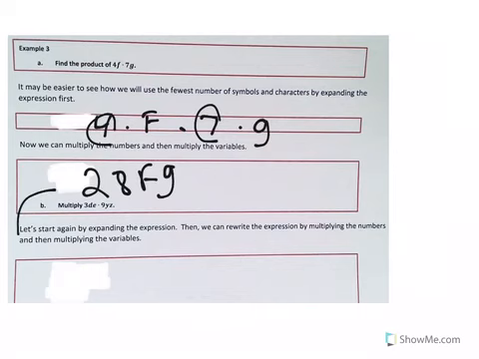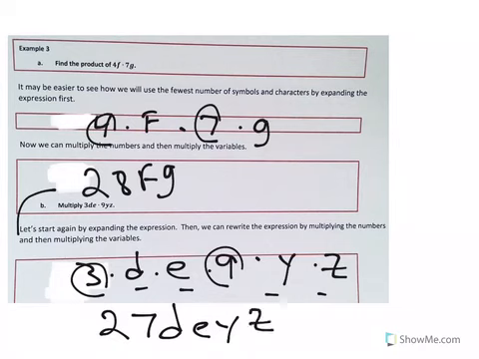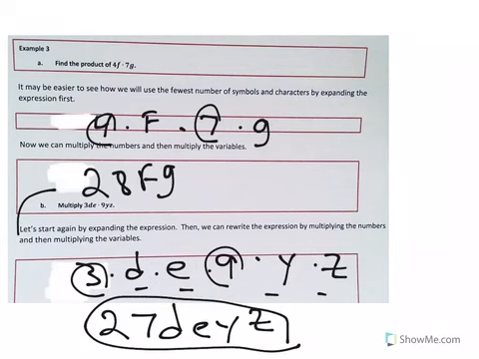Okay, next example, multiply 3de times 9yz. We can expand that out. We can say 3 times d times e times 9 times y times z. We can multiply the numbers together. We end up with 27. And then bring back down the variables: 27 d, e, y, z. We don't have the answer because we don't know what those variables represent, but we do know that this would be the product. If we knew what those letters represented, we'd be able to solve for that product.